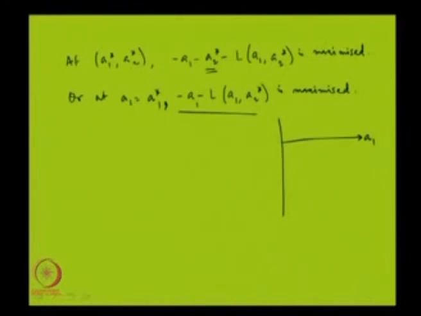the shape of the curves that we have here will be something like this. This is a 45 degree line, and we are talking about these parts, and this is the function which is minus a1 minus l a1 a2 star. Therefore, the maximum value that can happen is only at this point, at a1 equal to a1 star.